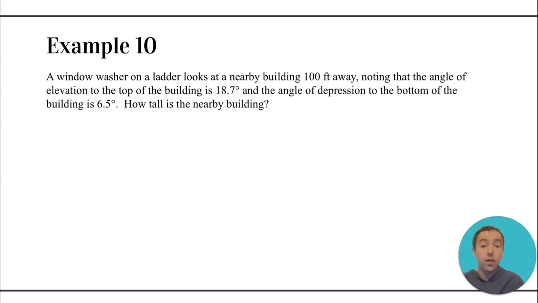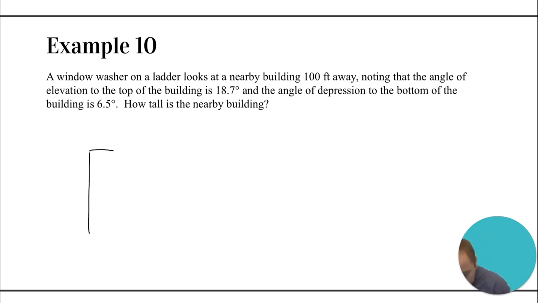A window washer on a ladder looks at a nearby building 100 feet away and notes that the angle of elevation to the top of that other building is 18.7 degrees, and the angle of depression down to the bottom of that other building is 6.5 degrees. We want to determine how tall that other nearby building is.